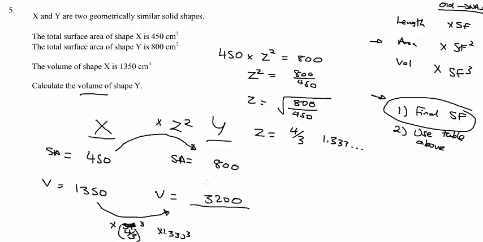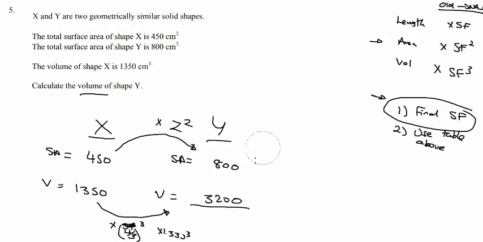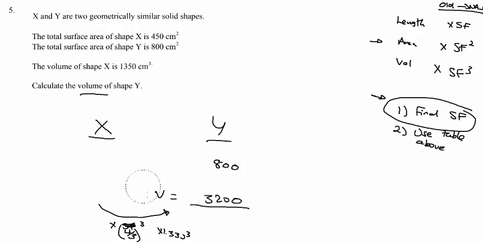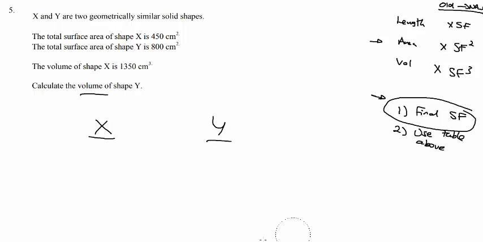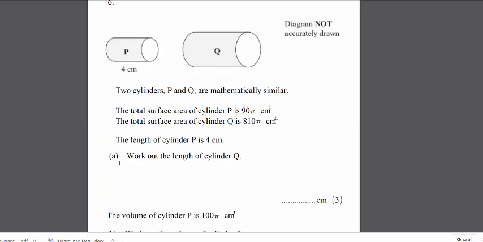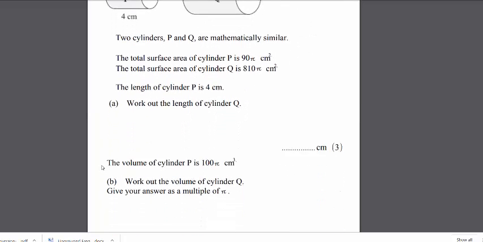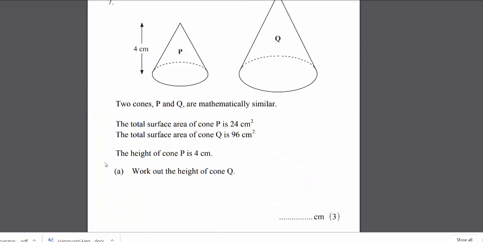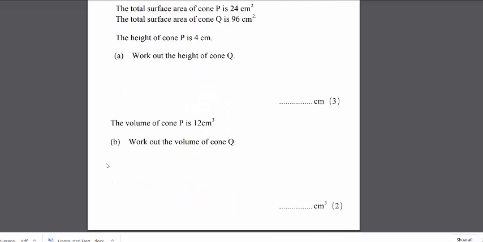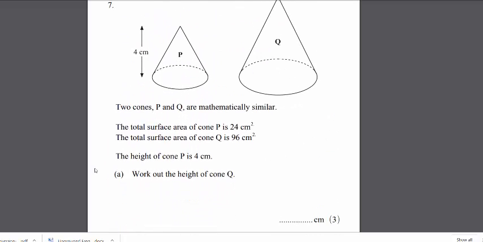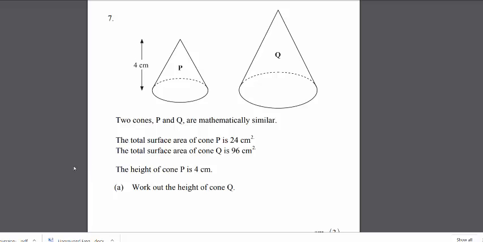And let's just play around with this a little bit more. Let's see if I can find another question. I'm trying to find a specific type of question. Yeah, okay.